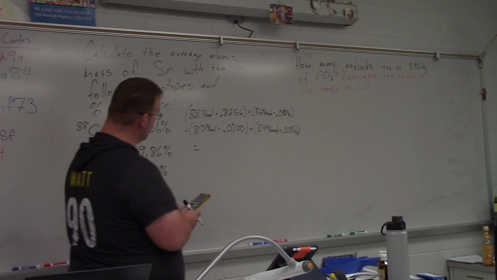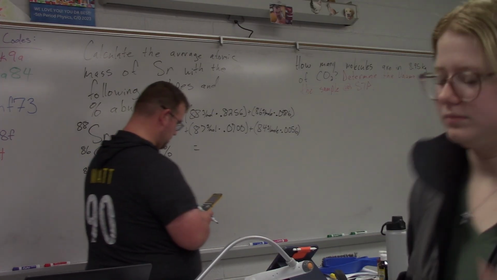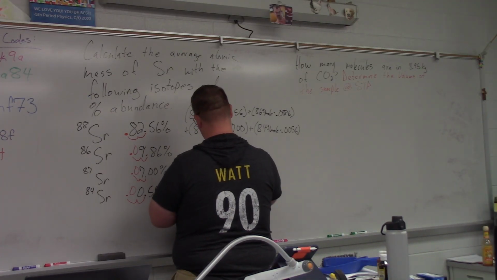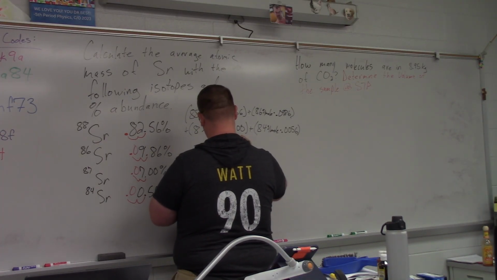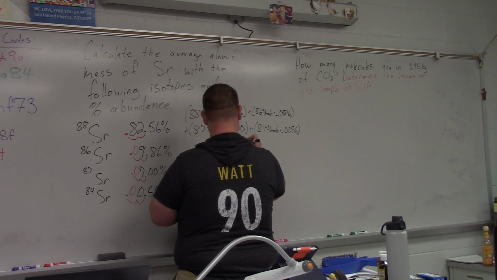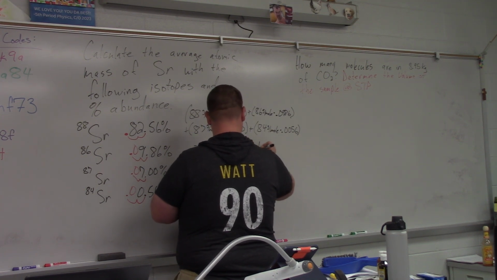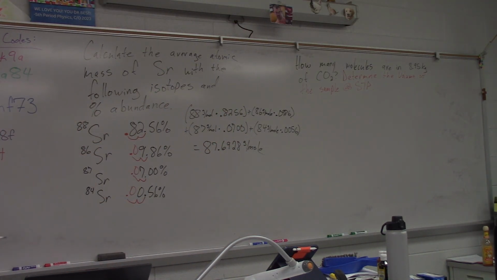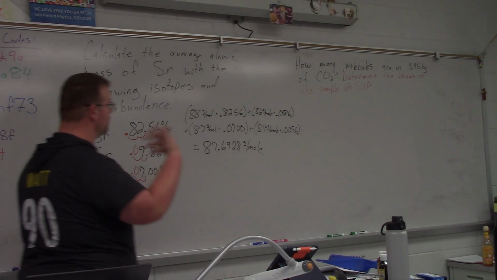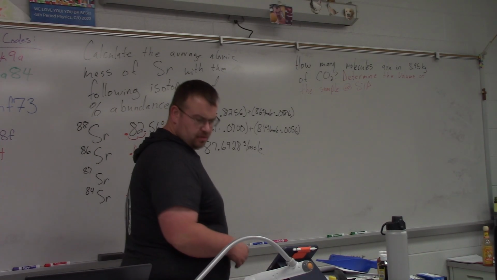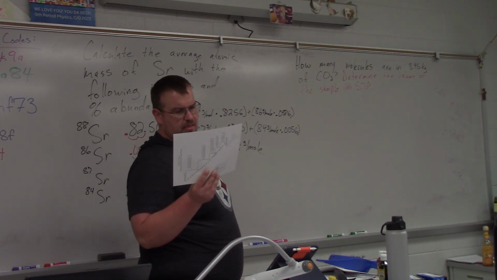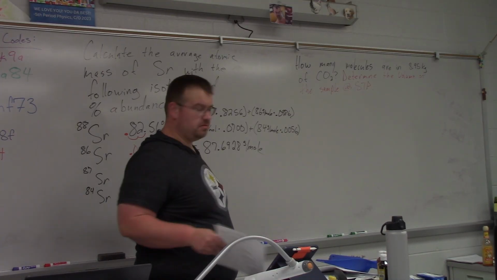Percentage abundance. So you should get 87.6928 grams per mole. Look at the periodic table, average atomic mass 87.62. Pretty close.